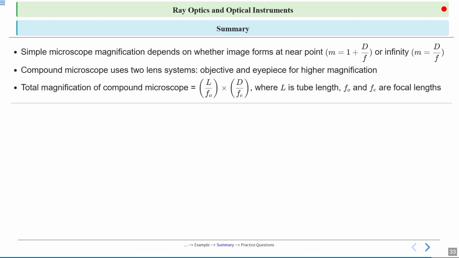Finally, let's look at the formula for the total magnification of a compound microscope. It's given by L upon F naught multiplied by D upon Fe, where L is the tube length, F naught is the focal length of the objective lens, and Fe is the focal length of the eyepiece. This formula shows how the focal lengths and tube length contribute to the overall magnification. Remember, adjusting these variables can significantly change the magnification.